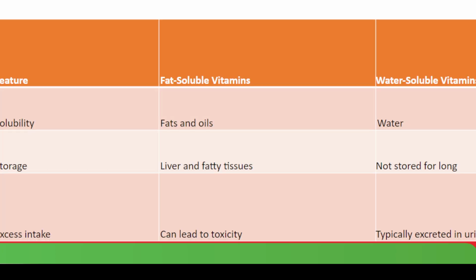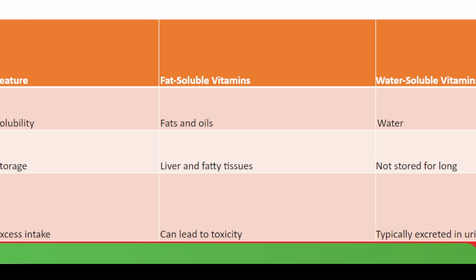Fat-soluble vitamins versus water-soluble vitamins: the differentiation, according to solubility, is that fat-soluble vitamins are soluble in fats and oils, and water-soluble vitamins are soluble in water. As for storage, fat-soluble vitamins can be stored in the liver and fatty tissues, yet water-soluble vitamins can never be stored in your body for long. Because they are soluble in water, they dissolve in your body fluids, and you lose them as you urinate, as you lose water from your body. They also get excreted out.